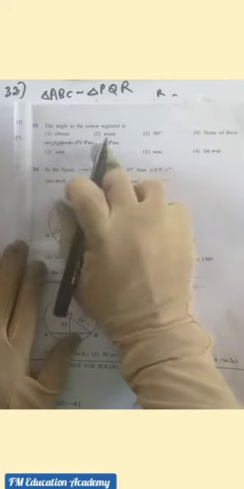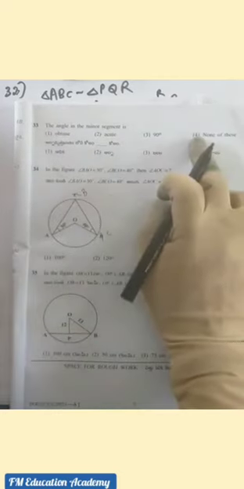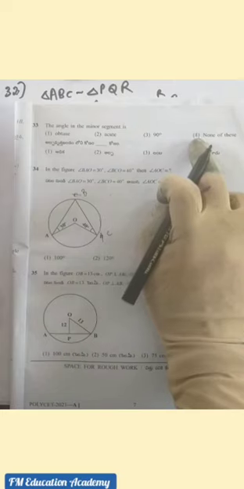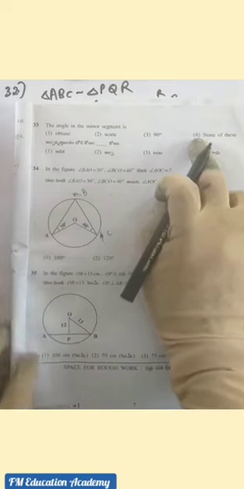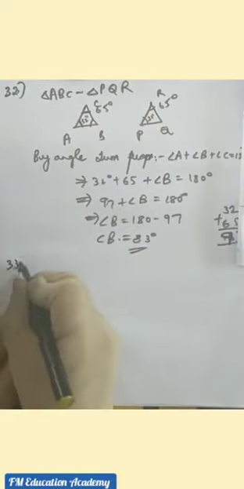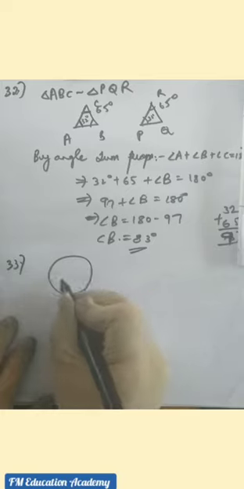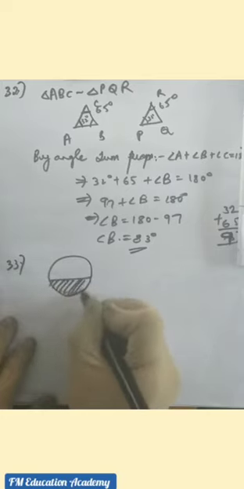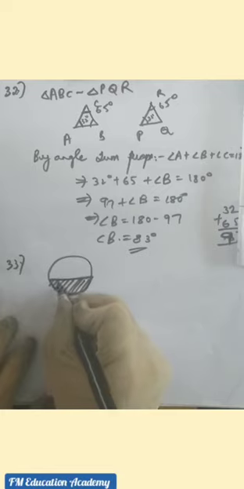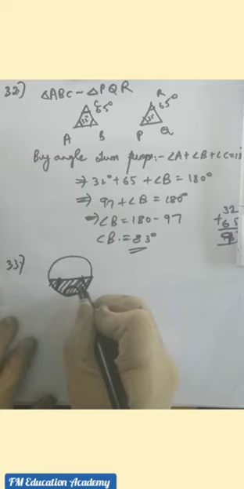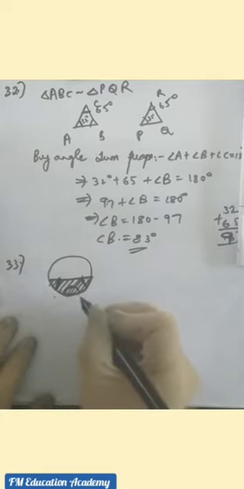33rd question. The angle in the minor segment is obtuse, acute, 90 degree, none of these? Okay, so here we can say that the angle in the minor segment is obtuse. Why? Obtuse means an angle which is more than 90 degree. I'll tell you why. Let us suppose this is a circle. What do you mean by segment? This is my segment. This whole is my segment. So we have to find out what is the angle in the segment. This angle or this angle or this angle. Is it obtuse, is it acute, or is it 90 degree, or none of these?